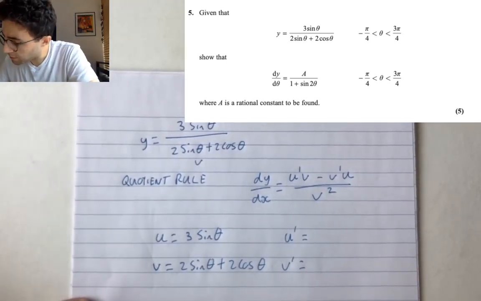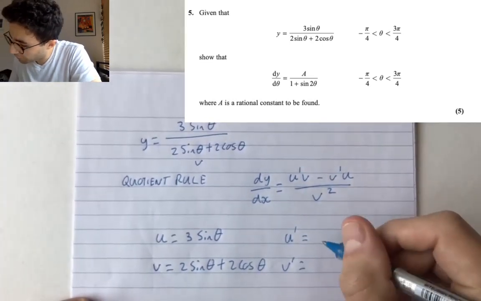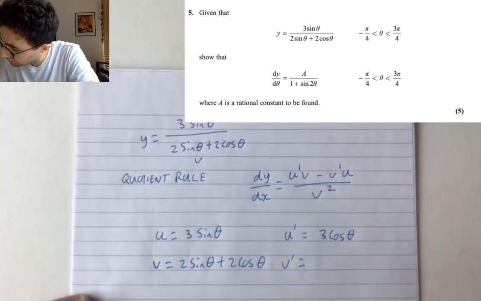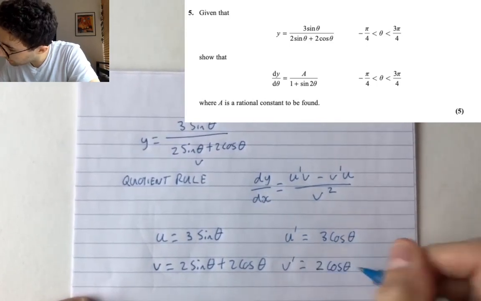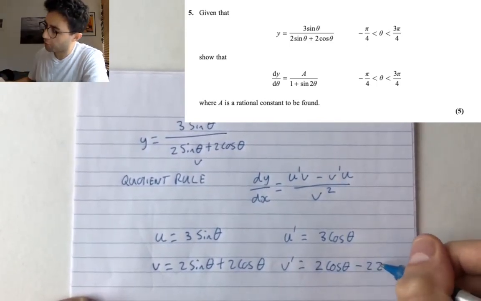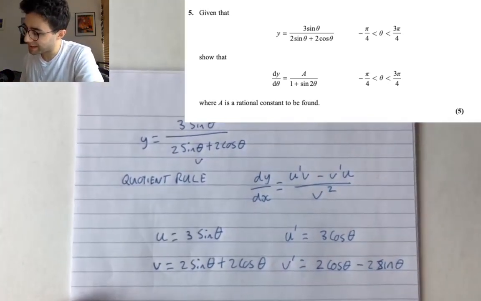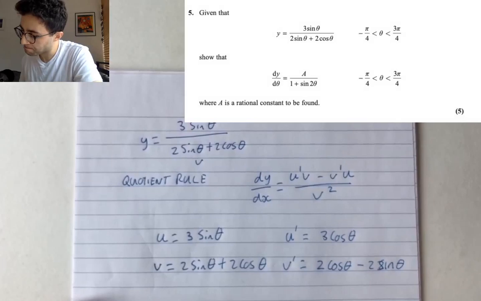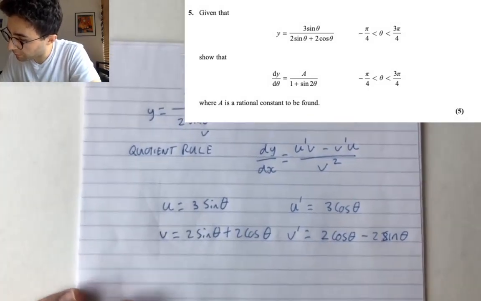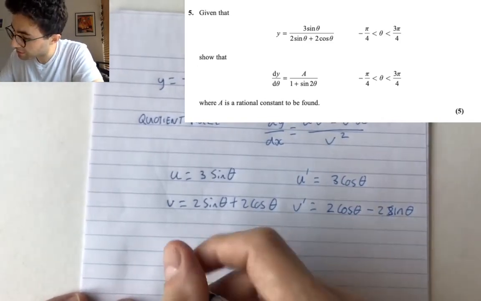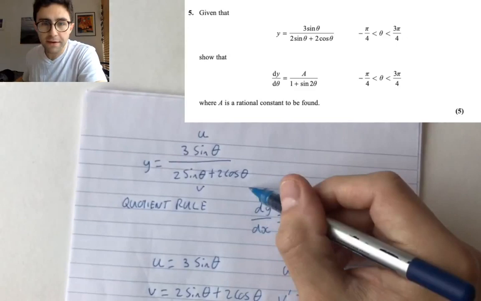Okay, differentiating them both. 3 cos theta. Differentiating this guy, 2 cos theta minus 2 sine theta. Derivative of sine is cos, derivative of cos is minus sine. That's about the story. Then it's just a case of plugging in. So we'll just go and put that in a box. It's always good to boxify the good stuff.